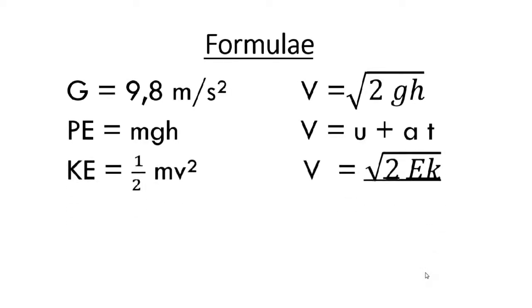Then the next formula that we're going to deal with is kinetic energy. Kinetic energy is represented by KE. Kinetic energy is equal to half mass times velocity squared.